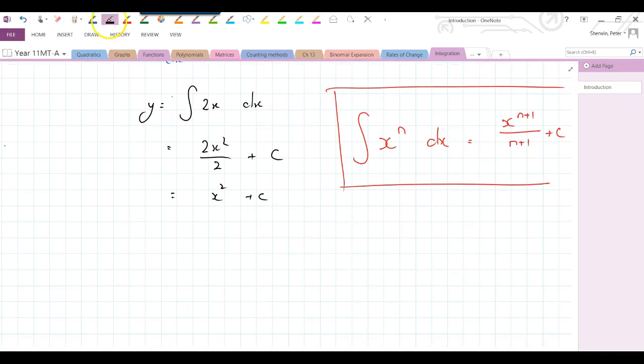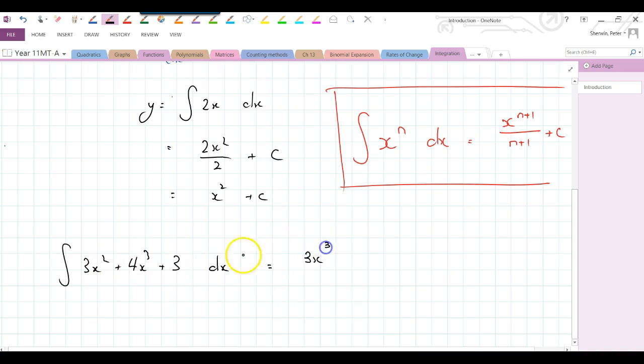So perhaps we have a look at the integral of 3x squared plus 4x cubed plus 3 with respect to x. And what we do is we look at each of these terms individually. So 3x squared, up the power by 1, divide by the new power. Go to the 4x cubed, 4x to the 4 over 4. Go to the 3, 3x plus c on the end. And then we'll just do some simplifying. So the 4's cancel here, and the 3x stays, and the plus c sits on the end.